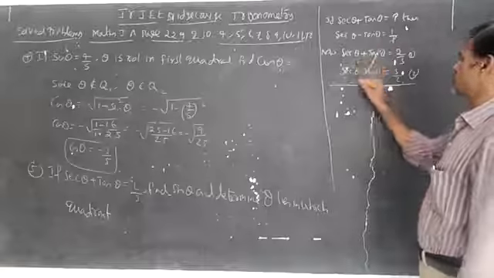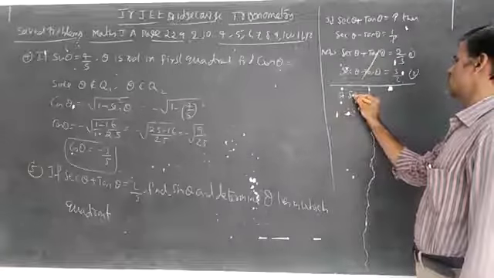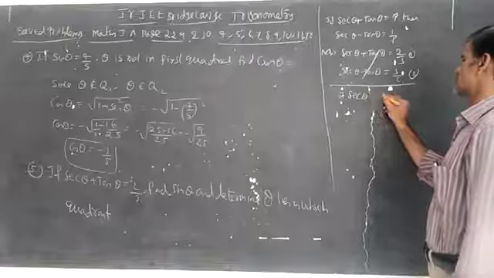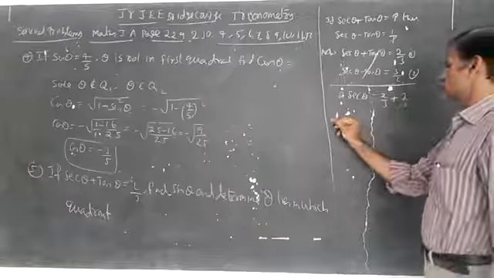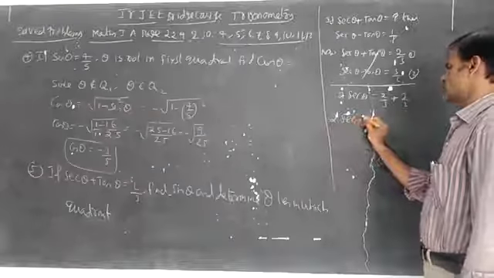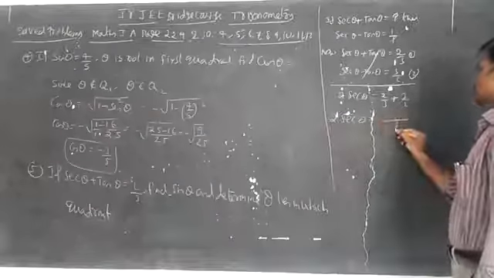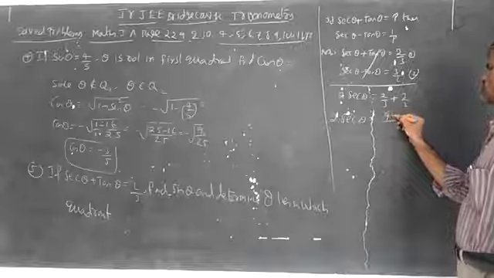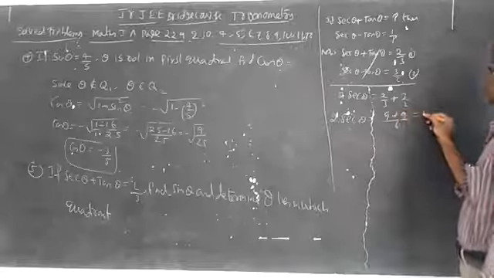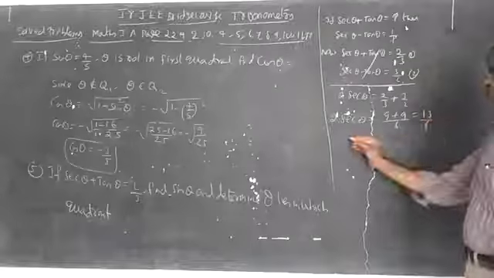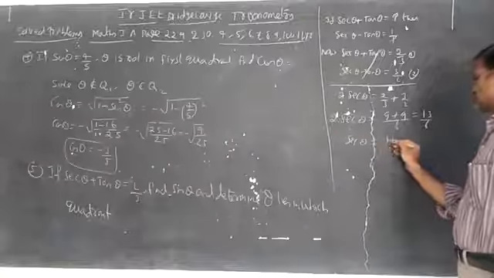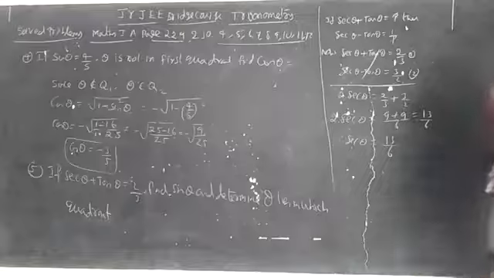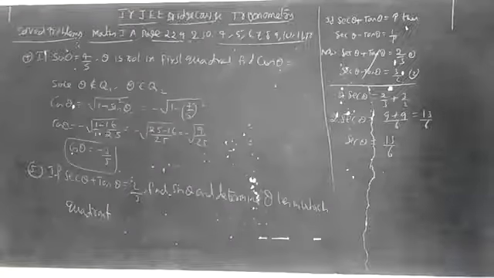Now if we add these two equations, we get 2 secant theta is equal to 2 by 3 plus 3 by 2. So 2 secant theta is equal to, taking LCM here, 6, these are 4 plus 9, it is 13 by 6. Therefore secant theta we can write as 13 by 6. We got secant theta as 13 by 6.